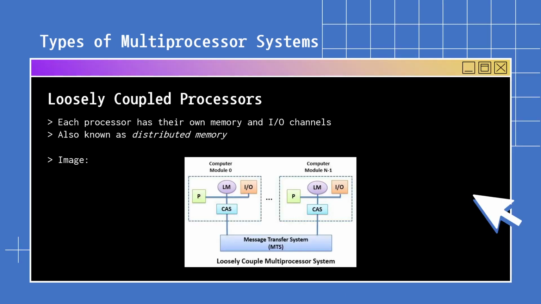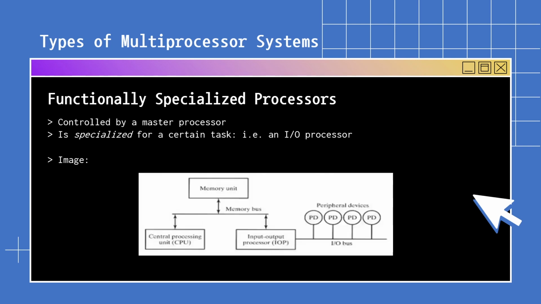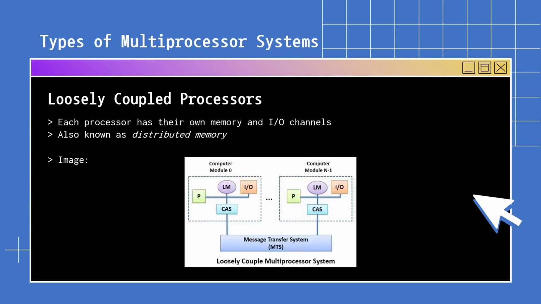Before we get into some of the types of multiprocessor scheduling, we first need to discuss the types of multiprocessor systems. The first is a loosely coupled multiprocessor, the second is a tightly coupled multiprocessor, and the third is functionally specialized. Loosely coupled is also known as distributed memory, and this is where each processor, denoted by the letter P in this diagram, has its own local memory, LM, and I/O input. Each processor is in charge of a specific I/O and of its own local memory as well. The way these processors are coupled is into computer modules.